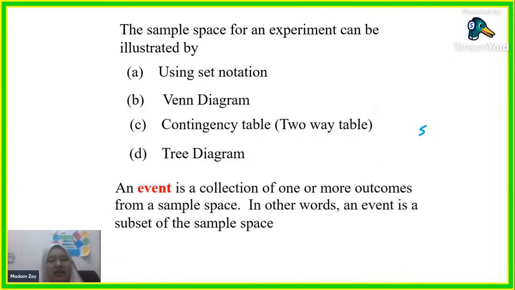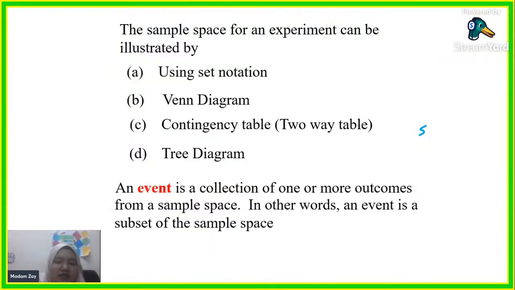Okay, so an event is a collection of one or more outcomes from a sample space. In other words, an event is a subset of the sample space. It's like when you have the population and you have a sample, right? So an event is a subset of the sample space.